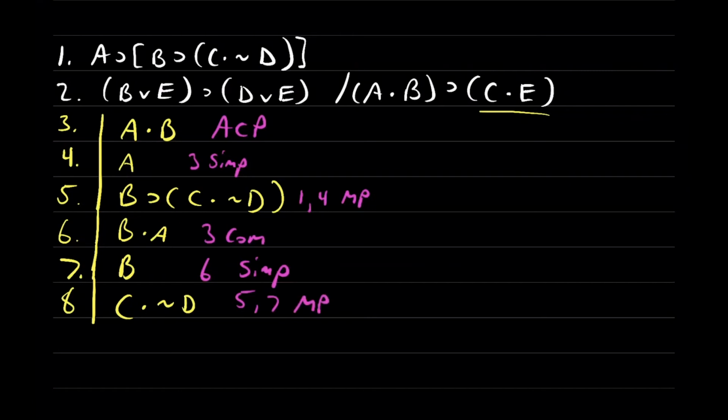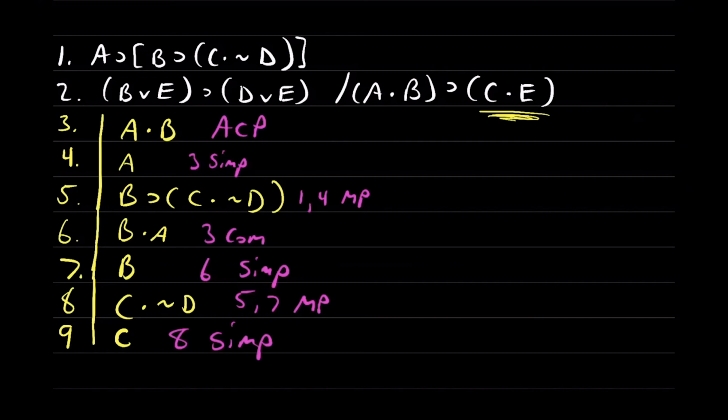Now we said we're trying to get C and E on its own line, C dot E, right? The consequent of this conditional in the conclusion. Well, I have C already, right? It's just locked inside this conjunction in line 8. So I'm going to simplify and get C on its own line, still inside that vertical line. So line 8 by simplification. Now I just have to figure out how to get E on its own line.